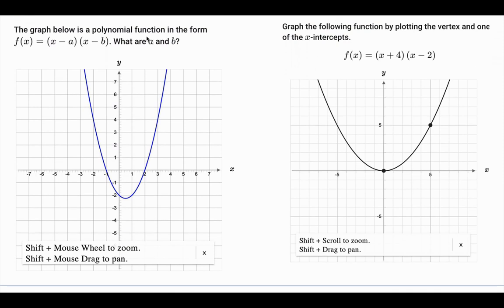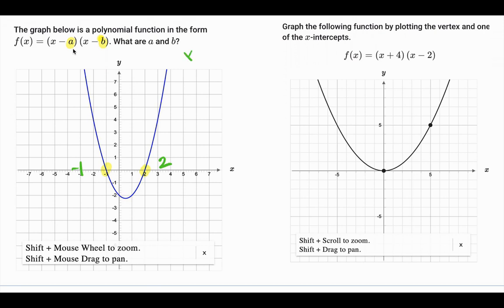All right, if this is in polynomial form, this is in factored form: x minus a, x minus b. A and b are where it crosses the x-axis. So in this case, that's just a negative 1 and a positive 2. When it's in factored form, this tells us the x-intercepts.